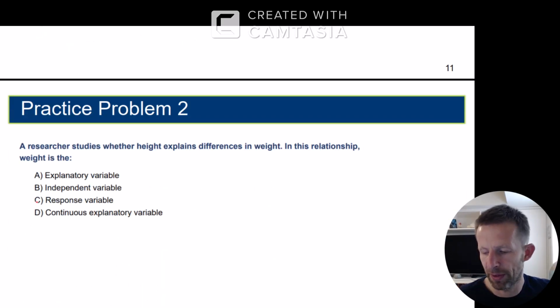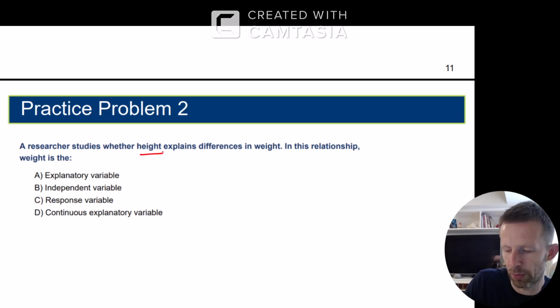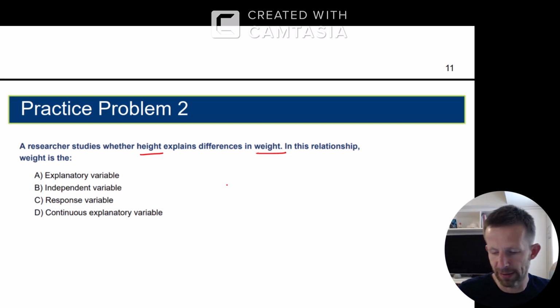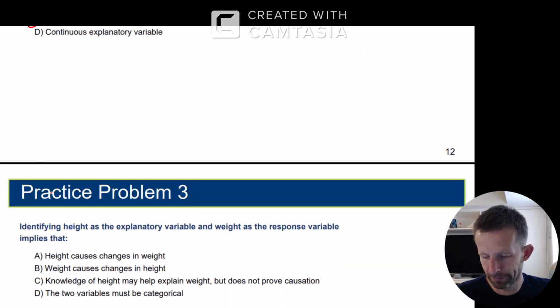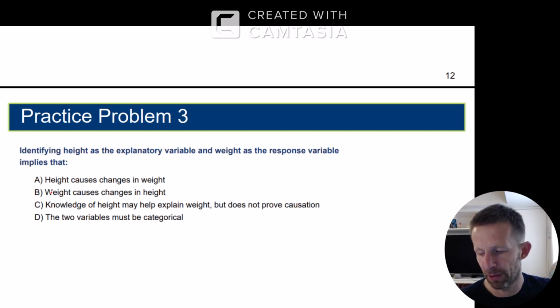A researcher studies whether height explains differences in weight. In this relationship, weight is the, so the idea is we're trying to figure out if height explains differences in weight. So weight is the response variable. It's the one on the y-axis. Identifying height as the explanatory variable and weight as the response variable implies that height causes changes in weight, weight causes changes in height. Knowledge of height may help explain weight, but it does not prove causation.